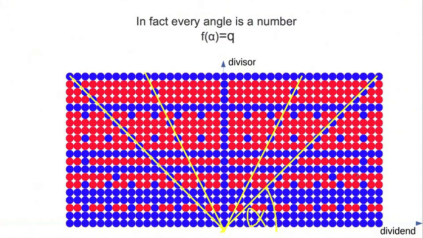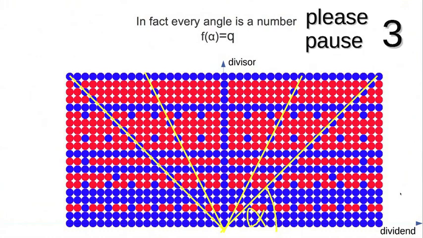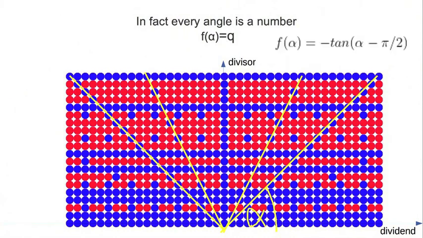So for those of you that already have a high school diploma, here is a little bit more advanced question. What's the function of alpha that brings us from alpha to a number? Please pause the video. 3, 2, 1. Let's go. The function is f of alpha equals minus tangent with an argument of alpha minus pi over 2.